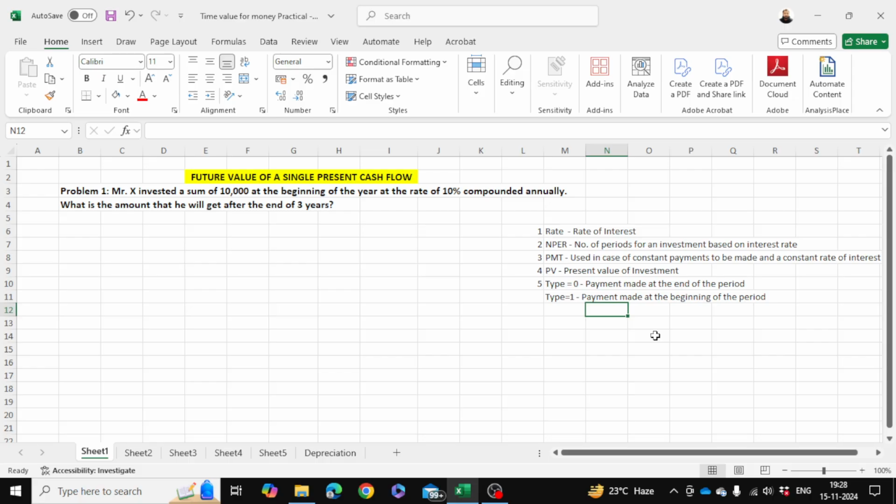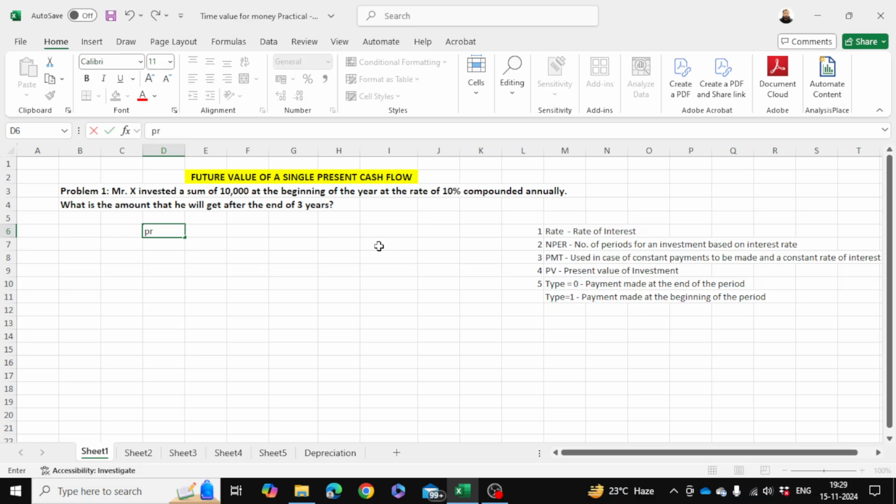But in case it is not mentioned, like in this example it is not mentioned when the payment is made, then you are supposed to take it as 0 by default. But here it is mentioned at the end of 3 years, so you will be taking type equals 0. Okay, let's start with the question. Mr. X invested a sum of 10,000 at the beginning of the year at the rate of 10% compounded annually. What is the amount that he will get after the end of 3 years?